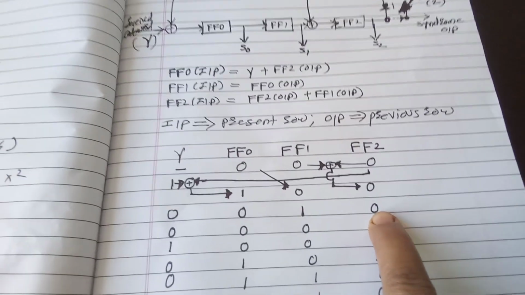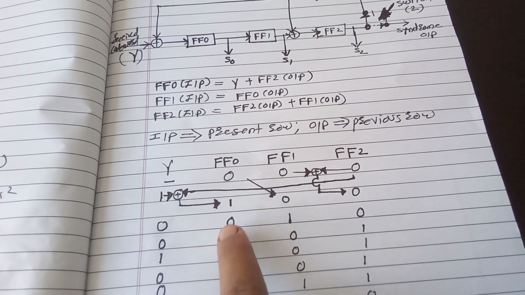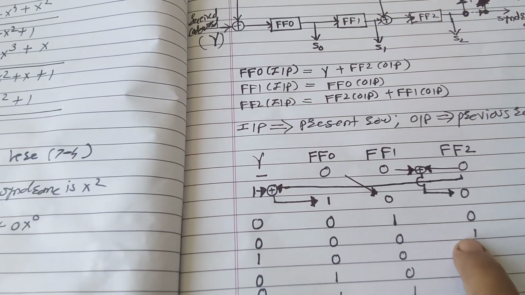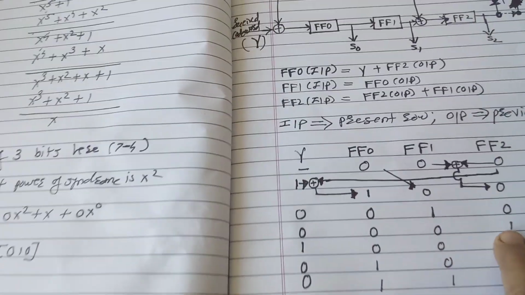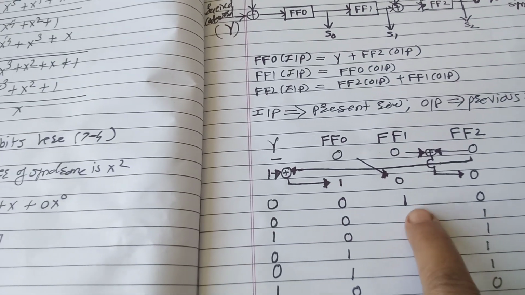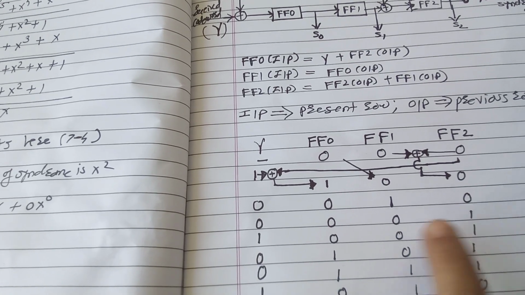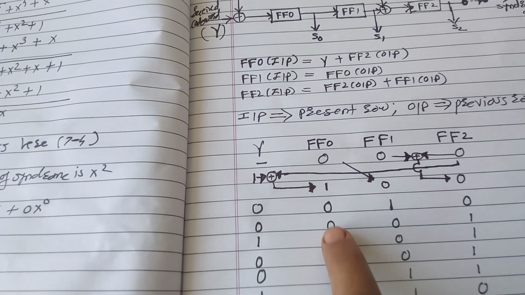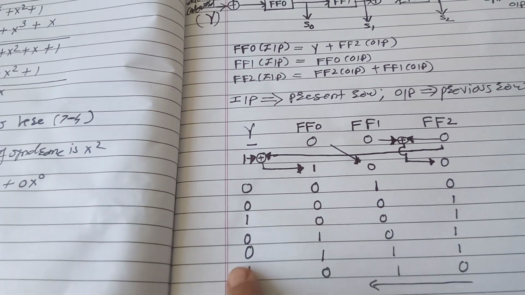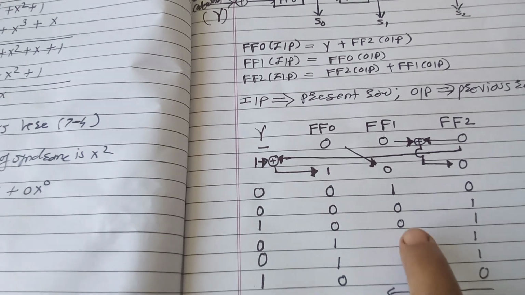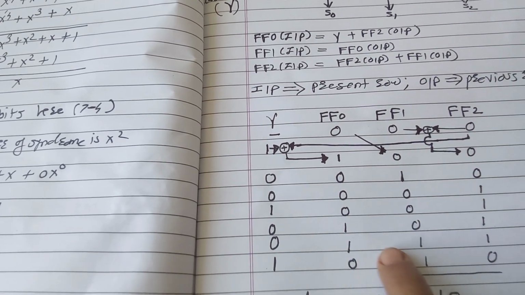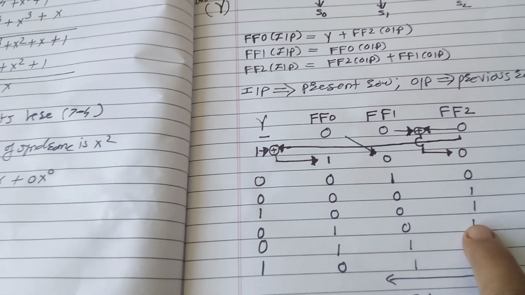Okay, then this row, 0 plus 0 is 0, this 0 will appear here. Then 1 plus 0 is 1. Then after that 1 plus 1 is 0, this 0 comes here, 0 plus 1 is 1. Then 1 plus 0 is 1, this 0 appears here, 0 plus 1 is 1. 1 plus 0 is 1, this 1 appears here, 0 plus 1 is 1. Then 1 plus 1 is 0, this one appears here, then 1 plus 1 is 0.